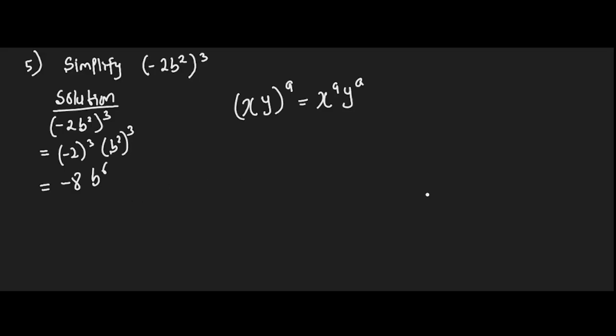We have that. So simplifying (-2b^2)^3 is going to give us -8b^6.